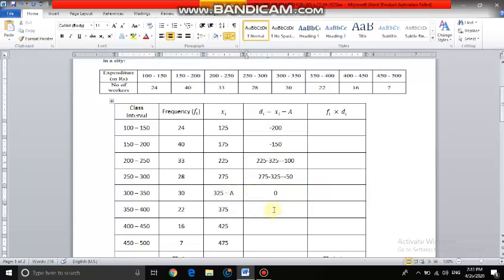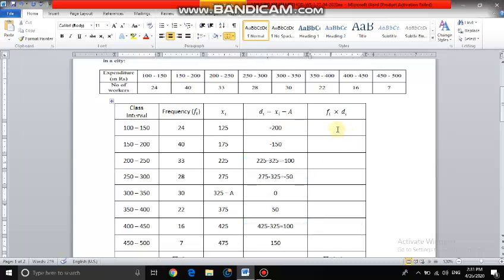Now when I come here, this is xi minus a, right? So now it will be 375 minus 325, that will be a positive number. 475 minus 325 equals, sorry, this is 425, not 475. 425 minus 325 equals 100, and the next one will come as 150. Okay, that's how you get the values of di.